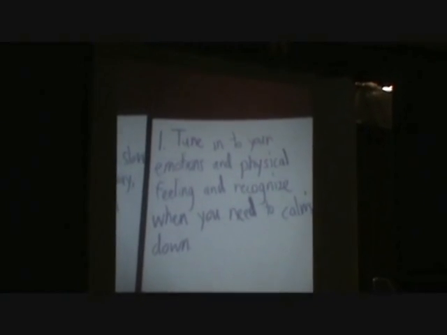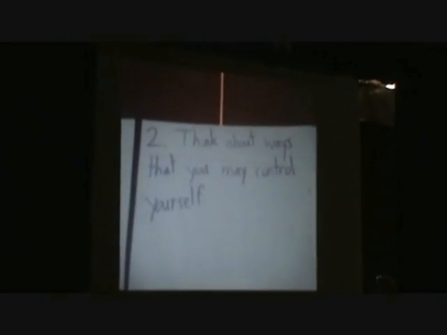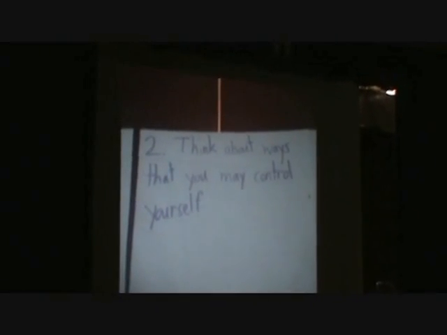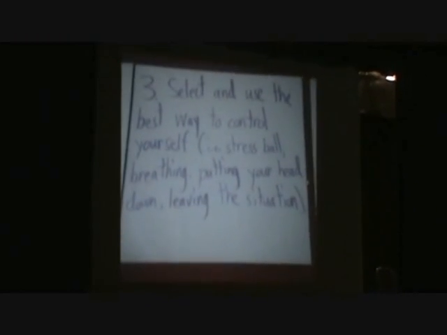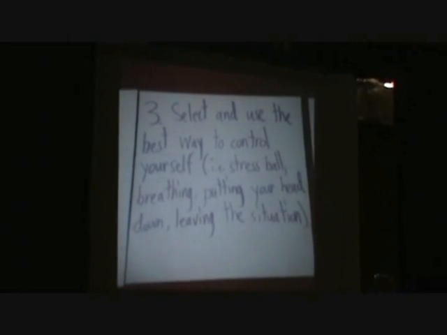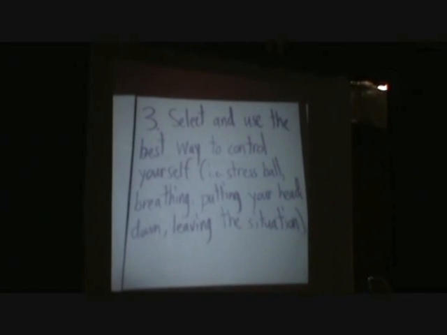Use a calming technique, slow talk, slow breathing, moving away, etc. to avoid potential conflict. Step 1. Tune into your emotions and physical feelings and recognize when you need to calm down. Step 2. Think about ways that you may control yourself. Step 3. Select and use the best way to control yourself.